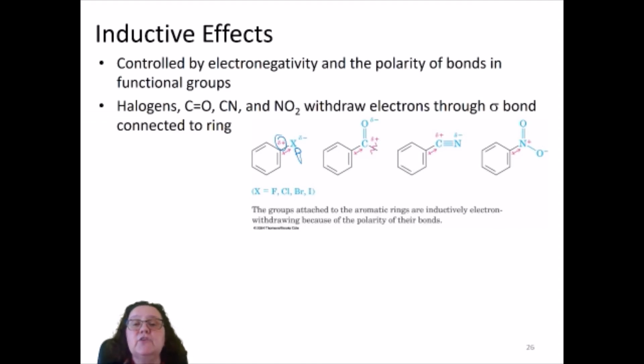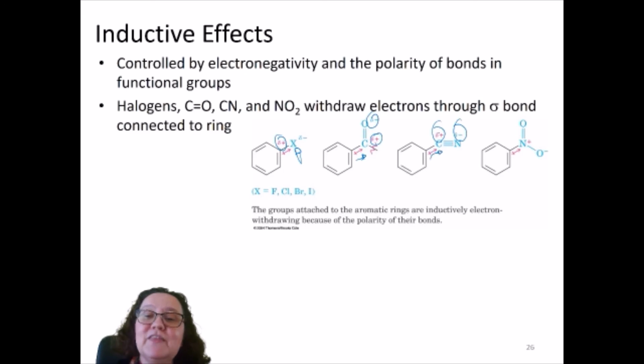In the case of a carbonyl group, you have the oxygen with a partial negative charge and the carbon with a partial positive charge, and again there is a withdrawing of charge from the benzene ring and into the substituent. It is the same with the nitrile group: if you look at the separation of charges, the nitrogen has a partial negative charge and the carbon a partial positive charge. And again, that determines the way the electrons flow: they are being pulled from the benzene ring and into the substituent. And finally, a nitro group.